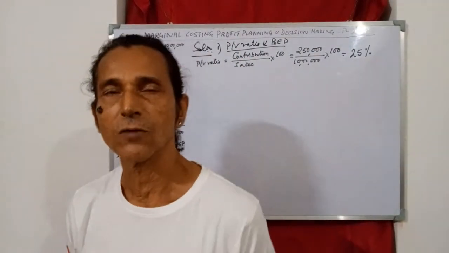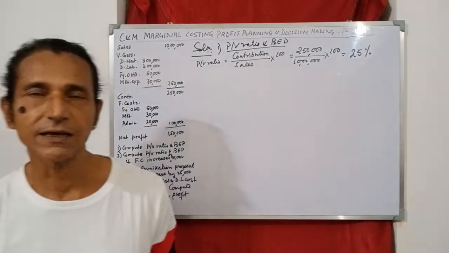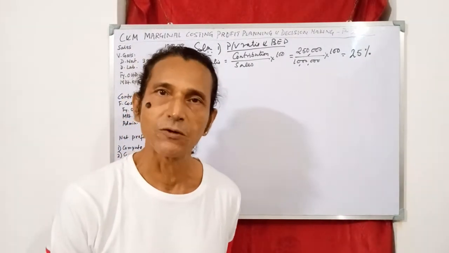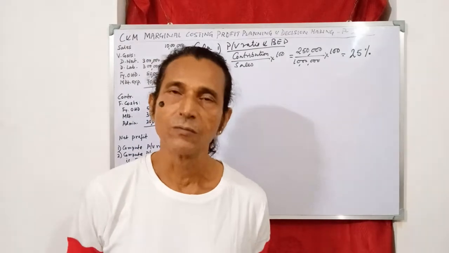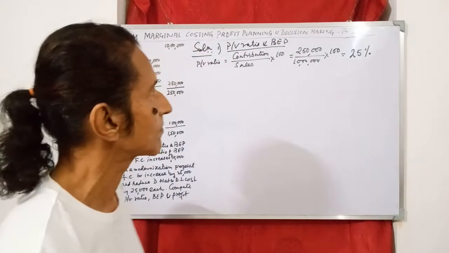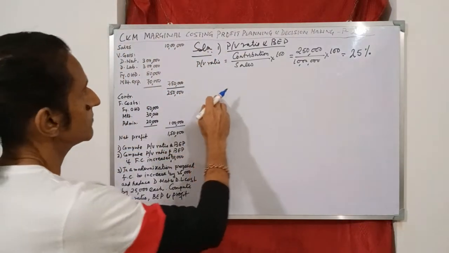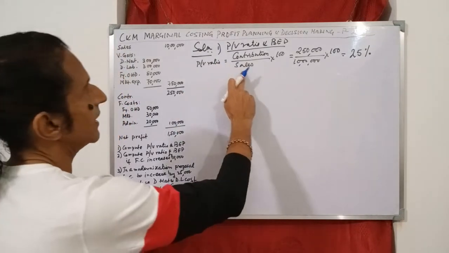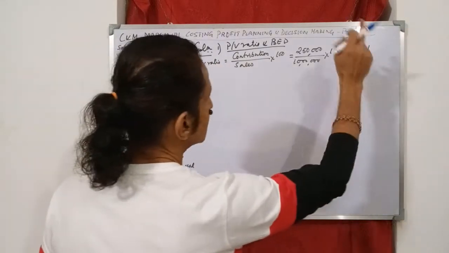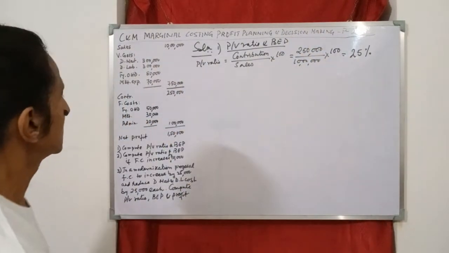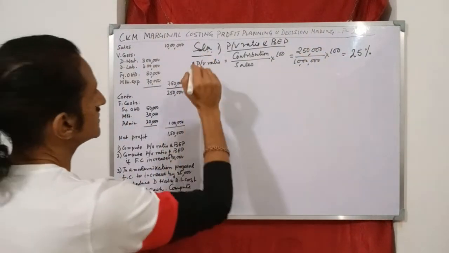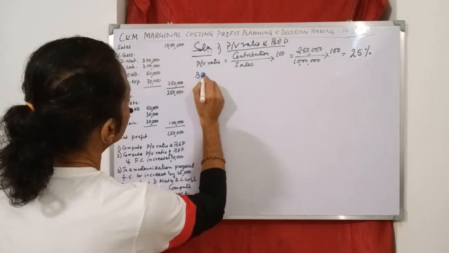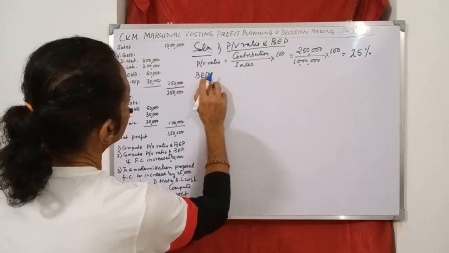Correct? The formula of PV ratio is contribution by sales, either total contribution by total sales or contribution per unit by sales per unit. Both will give the same answer. So here we have put the value of total contribution and total sales, and we have computed the PV ratio as 25%. Now in this problem number 1, we have to find out BEP also, the break-even point.